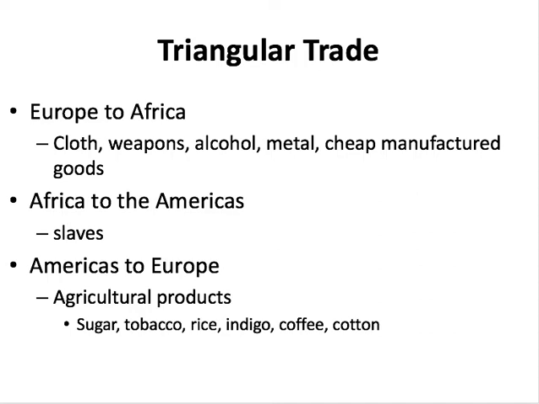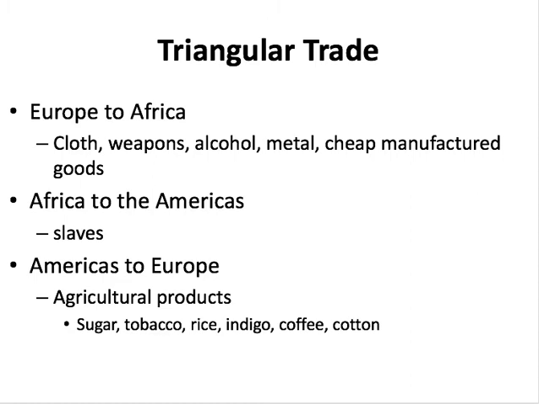Now, some of you may have studied the triangle of trade before. I think sometimes it's covered in high school. But the triangle of trade, and we'll look at a graphic in a minute, is basically, as the slide says here, human commodities involved in the triangle of trade. So Europe went to Africa in the case of these chartered companies that were engaged in the slave trade, and they traded cloth, weapons, alcohol, metal, cheap manufactured goods in exchange for slaves.